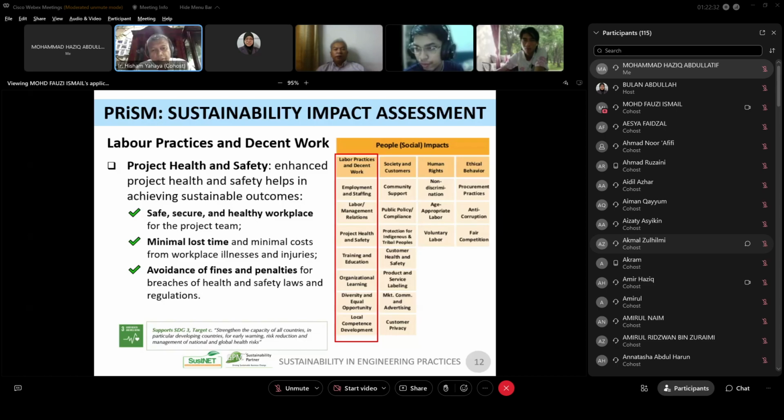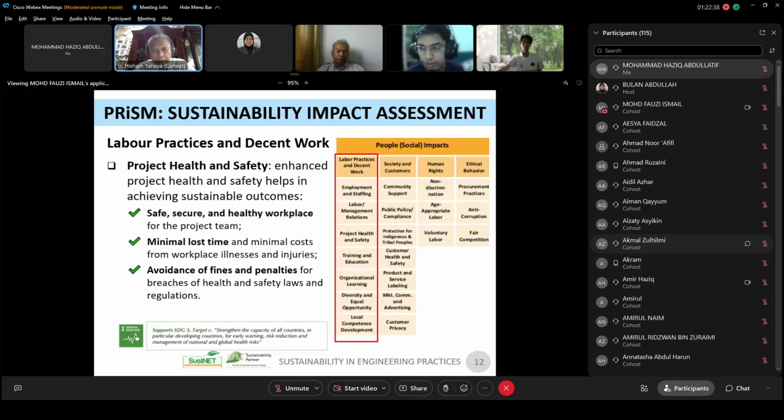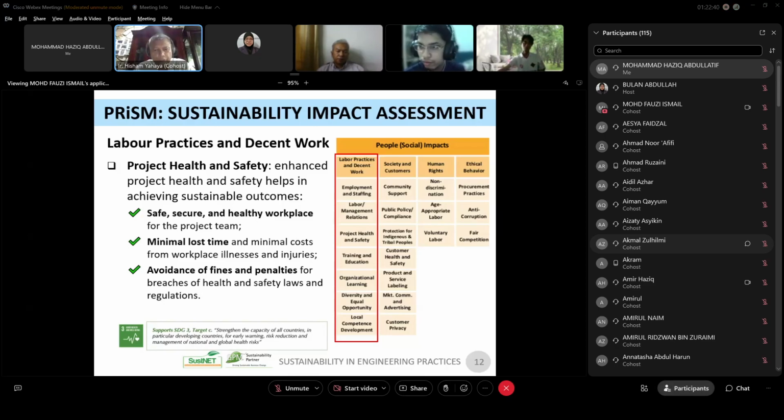Number one is looking into housekeeping. So it's very important, at the end of each project or at the end of the day, that you encourage the workers, you encourage the staff, to do proper housekeeping. Especially at a project site, you have a lot of people who eat at site.